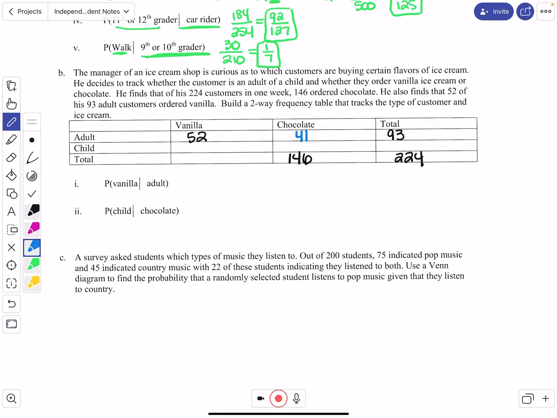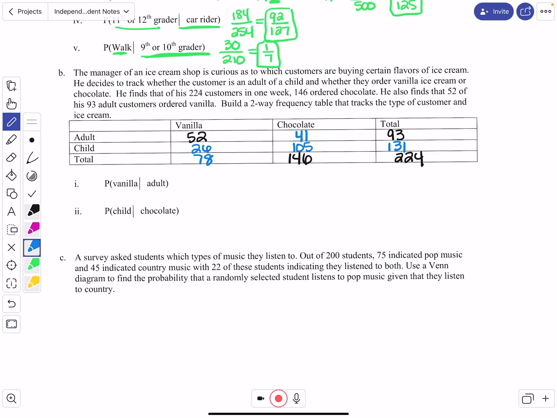I can get my vanilla total by doing 224 minus 146 to get 78. I can fill in my chocolate column by doing 146 minus 41 to give us 105. Now you have to be super careful here, because if you mess up any of these numbers, it's going to mess up your calculations when you start to answer these questions. I can do over here my total column, 224 minus 93 to give me 131. And then my last little slot over here, 78 minus 52, is going to give me 26.